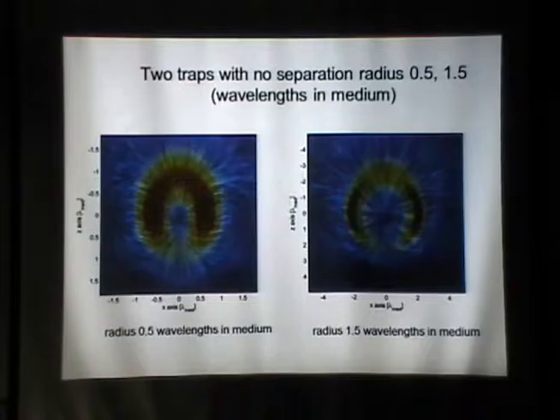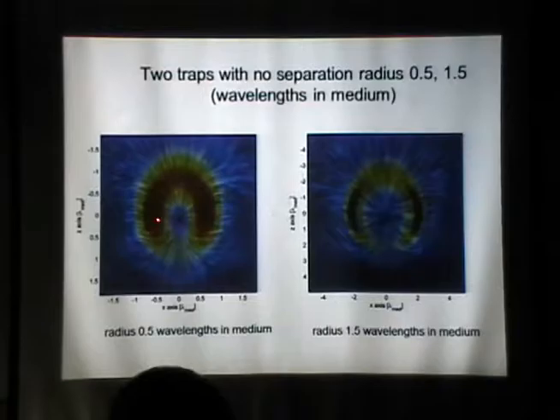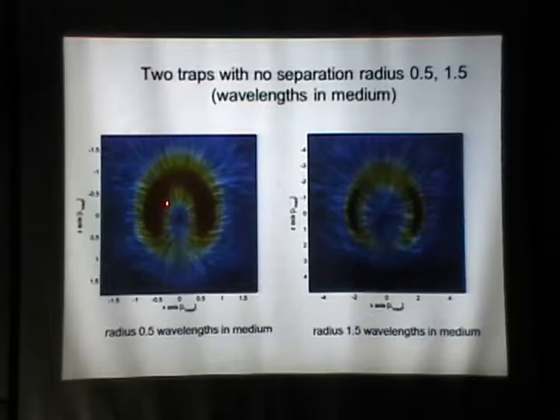So basically I'm saying I have 2 traps, and there is no separation between the traps, so the traps are on top of each other. And then what I do is I'm looking at how the trap looks with the particle in it. So the particle is here in the middle of the trap. Okay, and the particle has 2 sizes, 0.5 wavelength of light and 1.5 wavelength of light. And we can see this is one trap, they look slightly different because the particle in one is 3 times bigger than the other, so the fields have to look different, but we have our traps here.